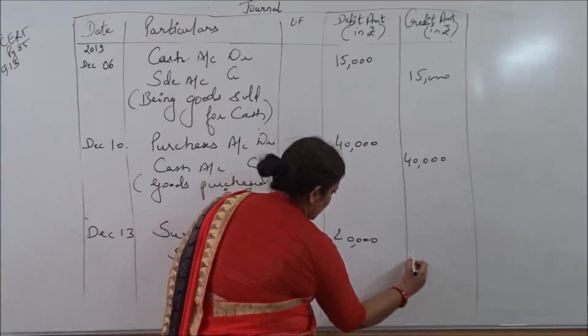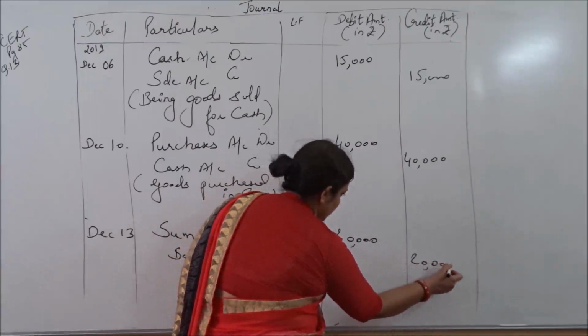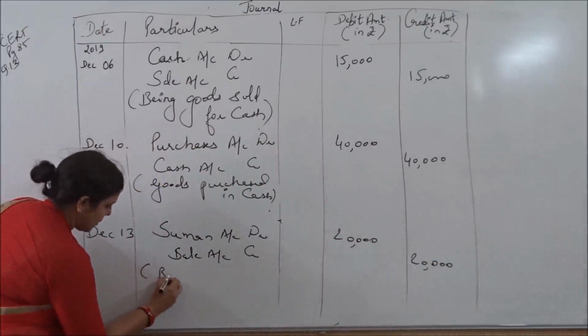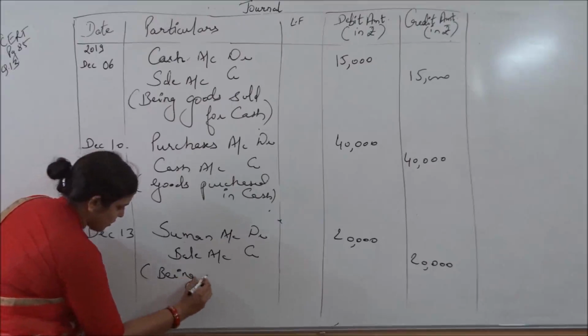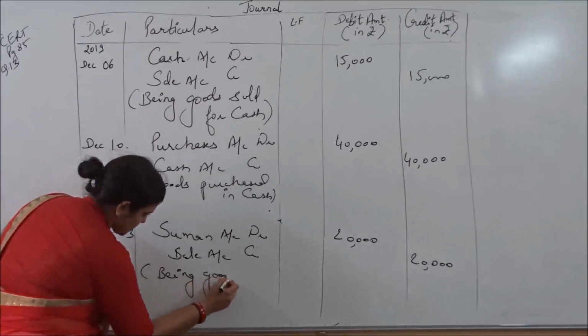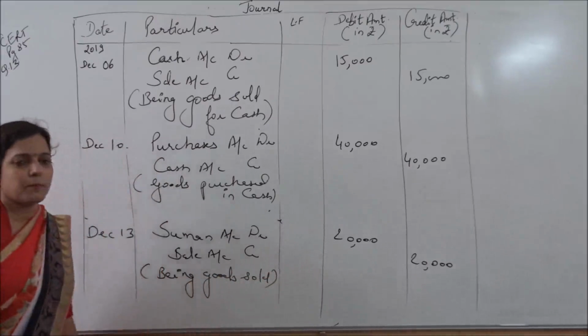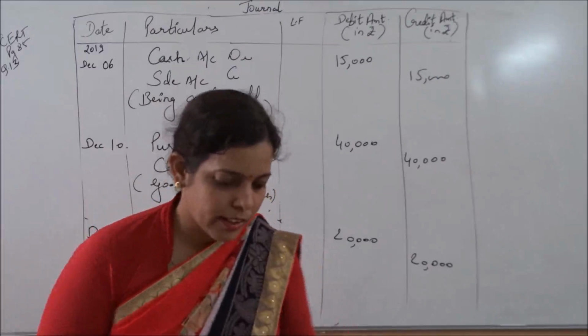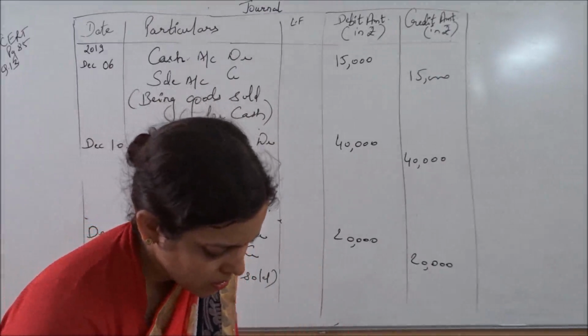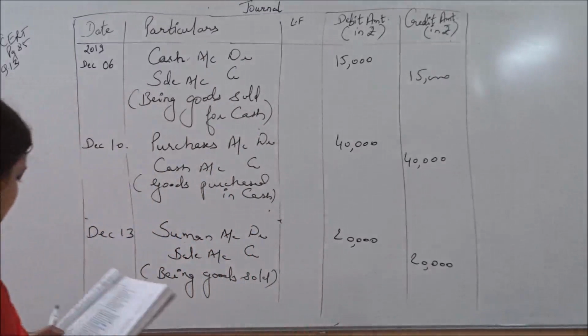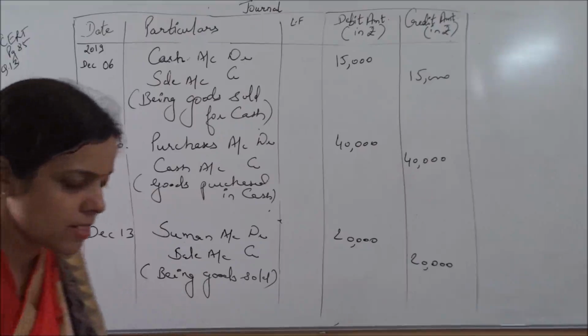Since the ledger folio, amount and page number are not given, we are leaving them blank. Write the narration. Being goods sold. Like this. Okay. Now the next transaction. December 13 we have done. Then December 16.